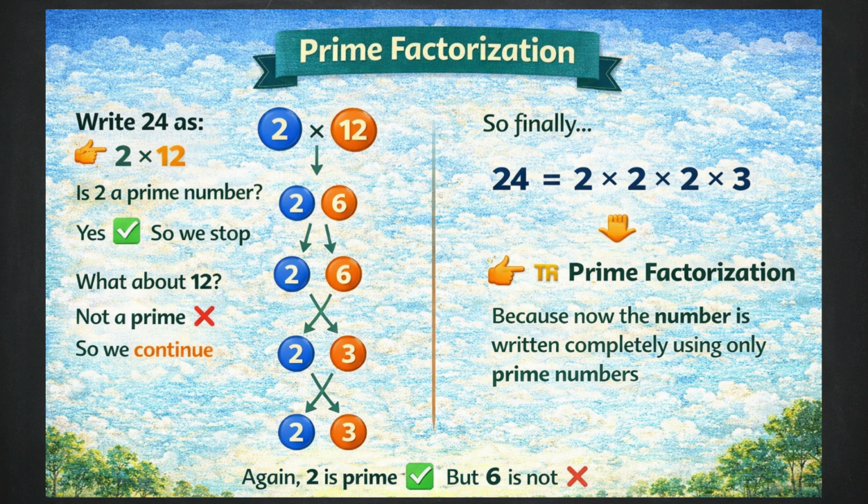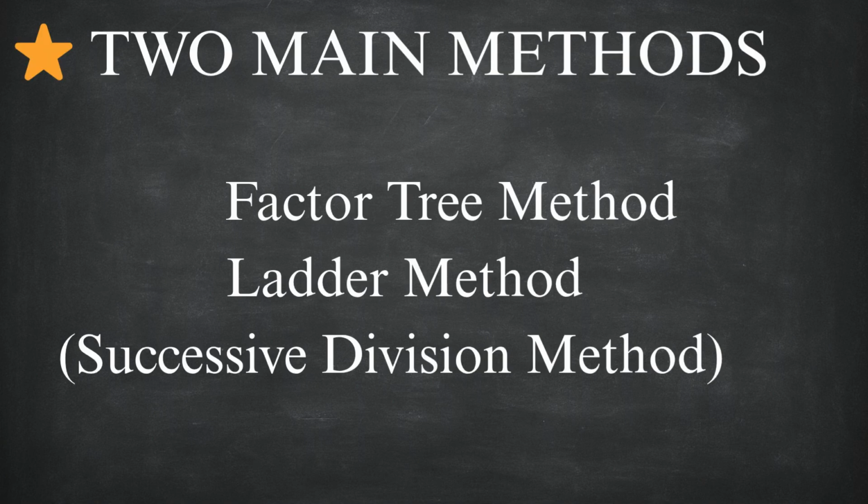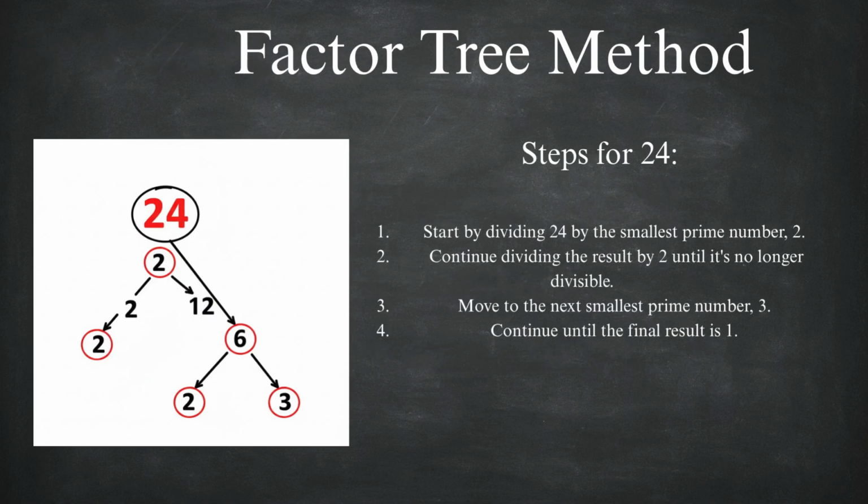Now, how do we do this in an easy way? There are two methods. Method 1, Factor tree. You break the number step by step like branches of a tree. Start with the number, split into factors. Keep breaking until all are prime.